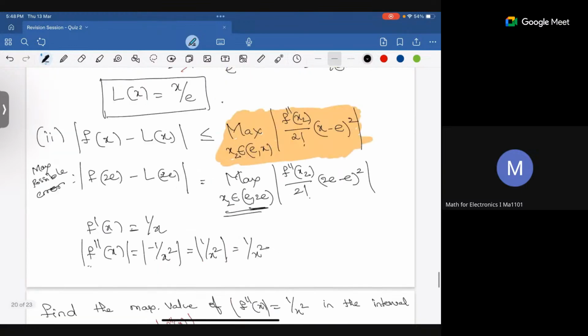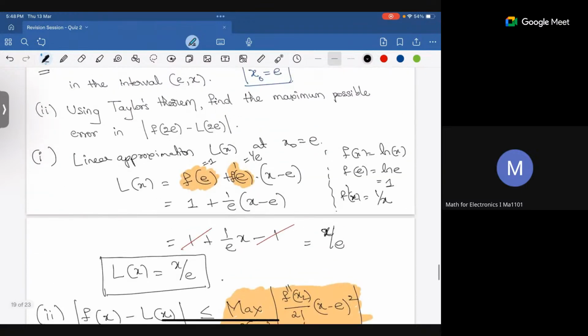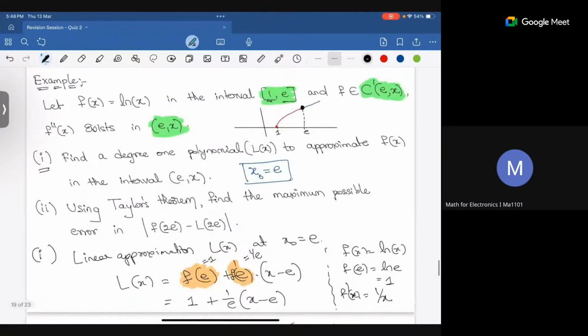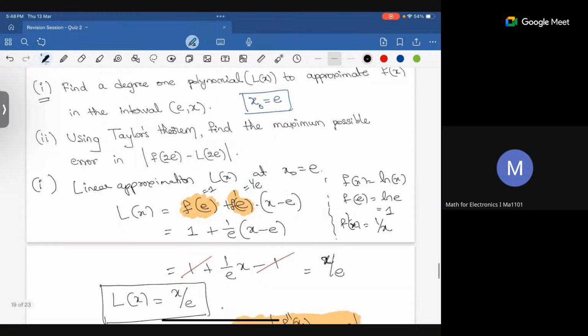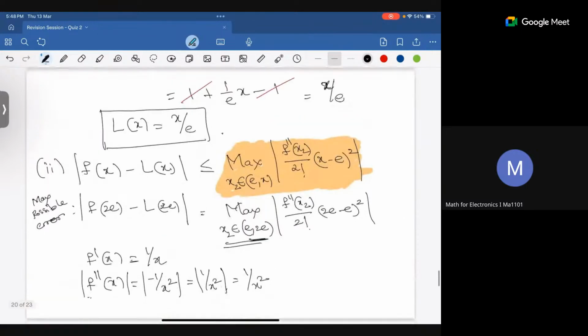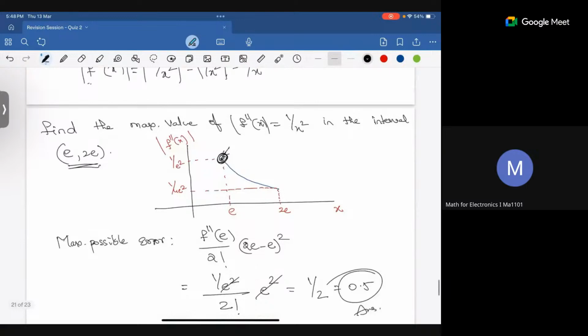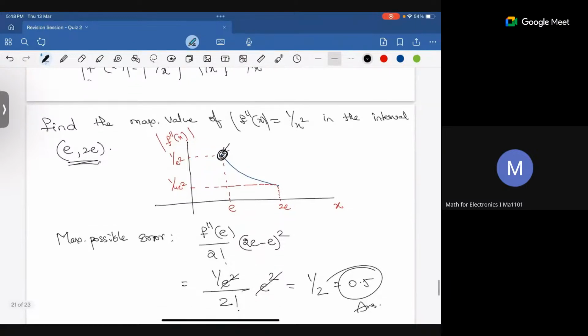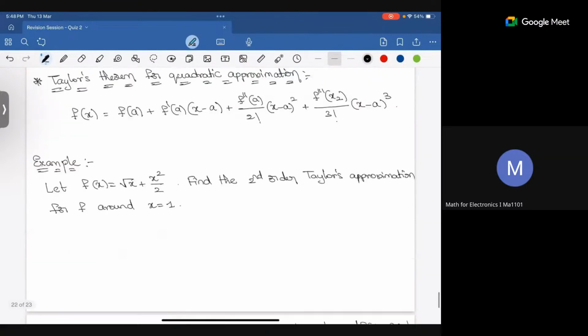Okay, so I think you would have solved many problems related to this, but it is always good to practice more problems on Taylor's theorem, and you will see that this is how we compute the max possible error. Okay, I hope this is okay.